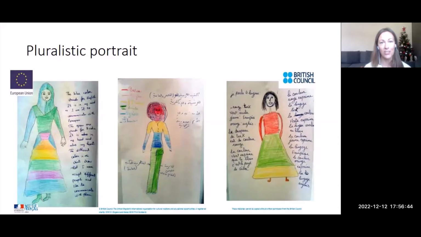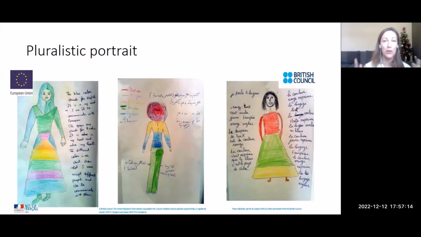So the instruction to children is, draw a portrait. Now think about the languages that you know and use at home and at school. What do they mean to you? And choose a different part of your body for the languages that you know. And choose a colour for each language and colour in that part of your body with that colour.